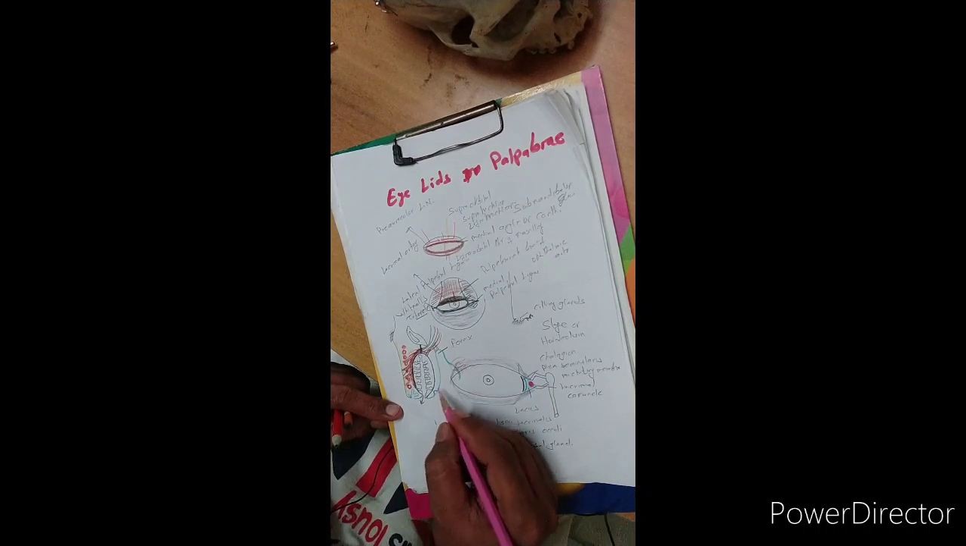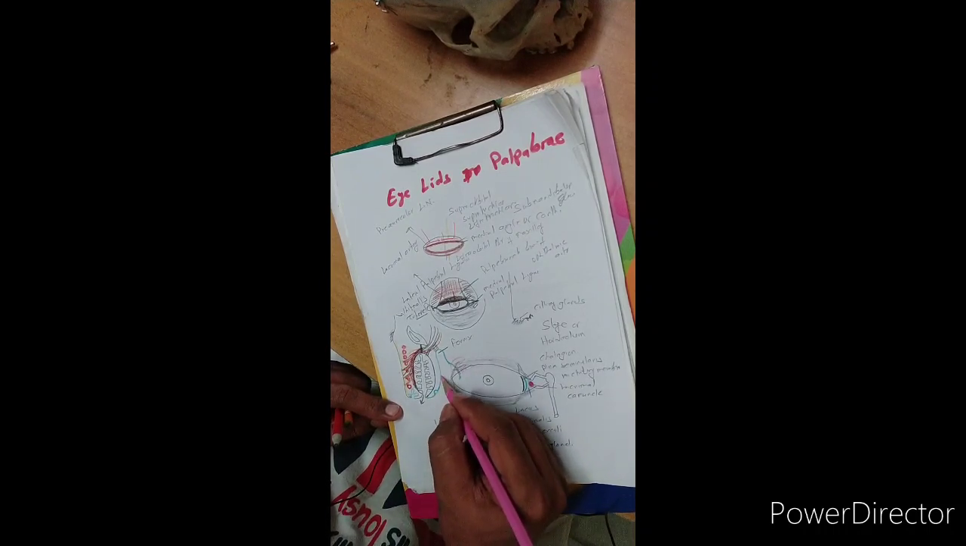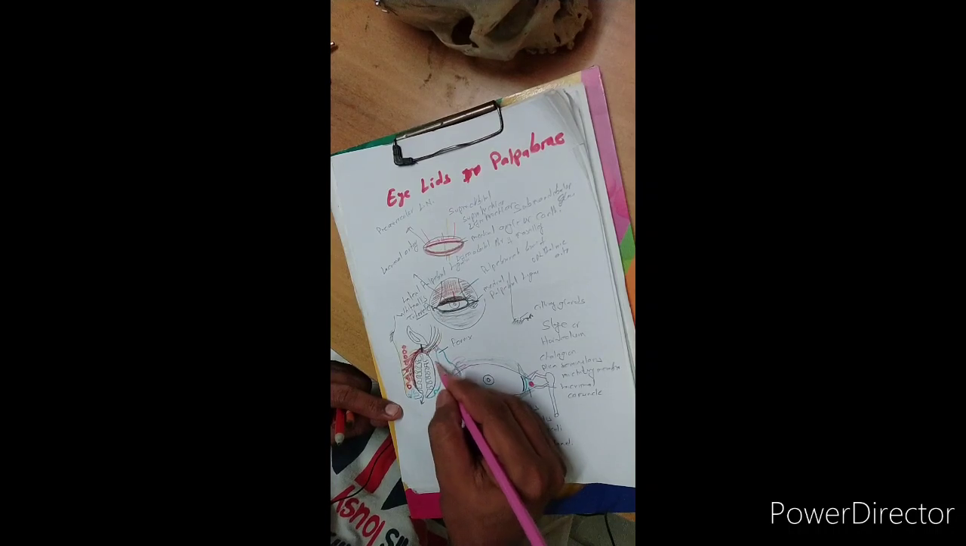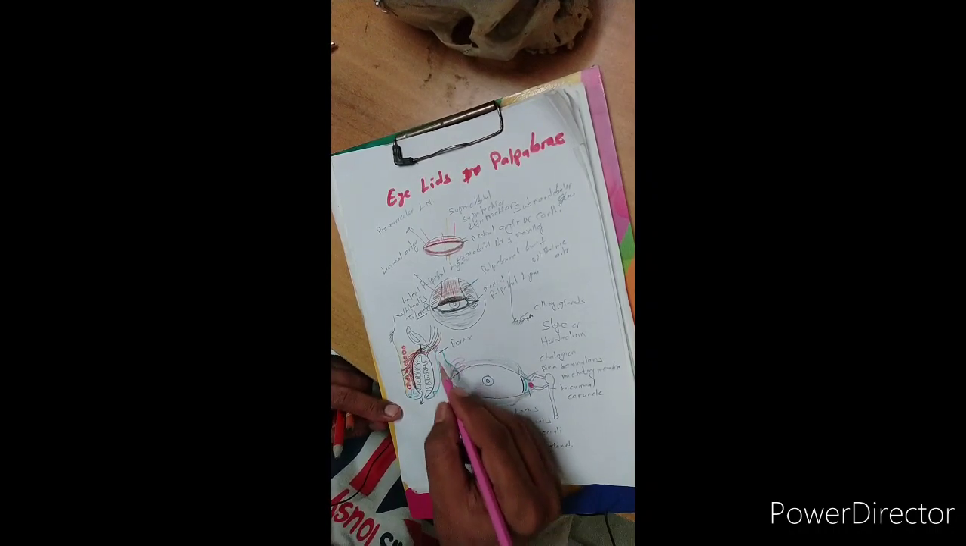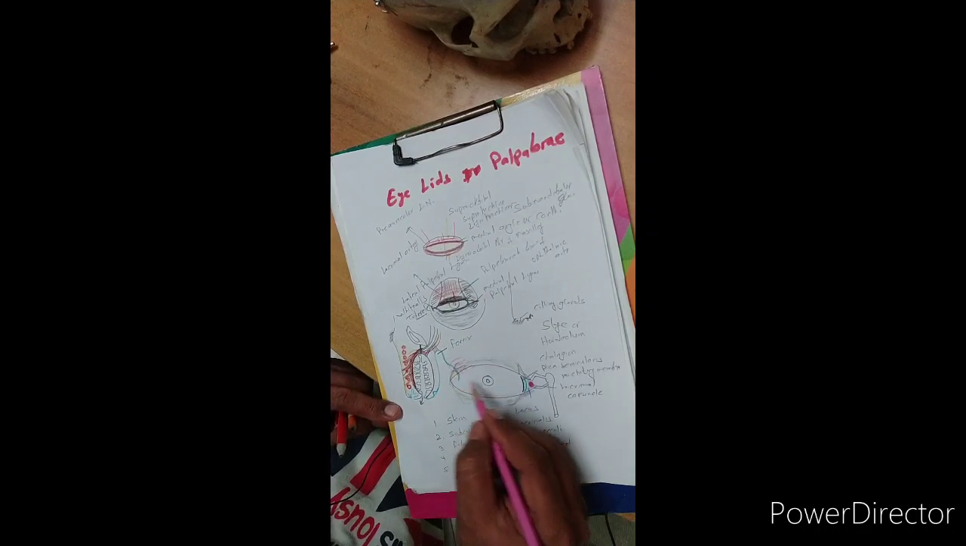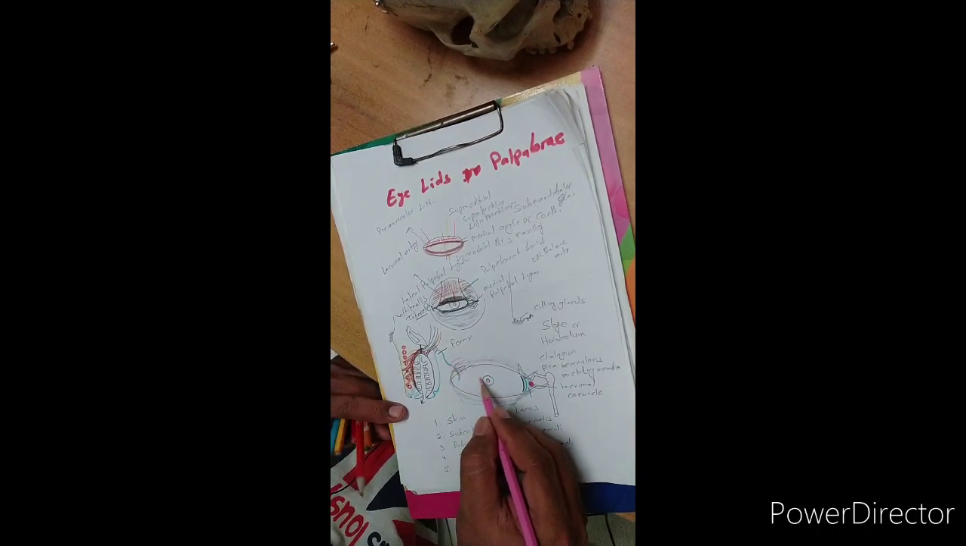A groove is formed, then it passes posterior to the eyelid, deeper to the eyelid, and is attached to the tarsal plate. It adheres to the tarsal plate, and then returns towards the eyeball and reaches towards the sclerocorneal junction.